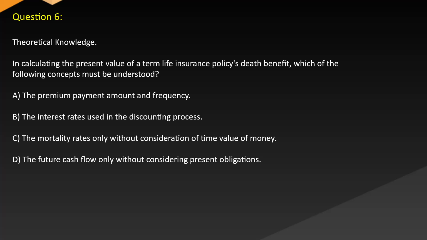Question 6. Theoretical knowledge. In calculating the present value of a term life insurance policy's death benefit, which of the following concepts must be understood? A. The premium payment amount and frequency. B. The interest rates used in the discounting process. C. The mortality rates only without consideration of time value of money. D. The future cash flow only without considering present obligations.